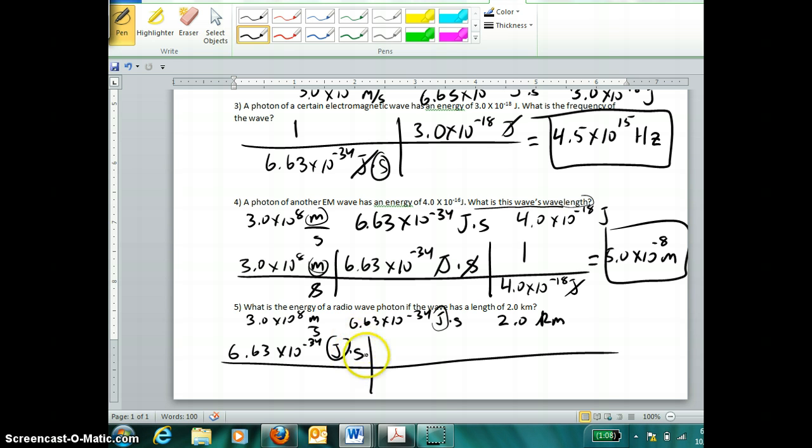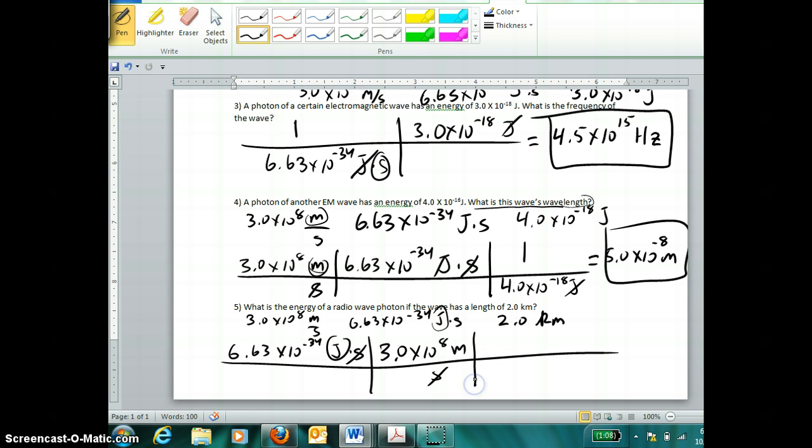In this case, I do not wish units of time, and the only units of time in my data to cancel them with are in the speed of light. So I would multiply by the speed of light, and the units of time cancel. That leaves me with units of length, and fortunately I was given a length in the problem.